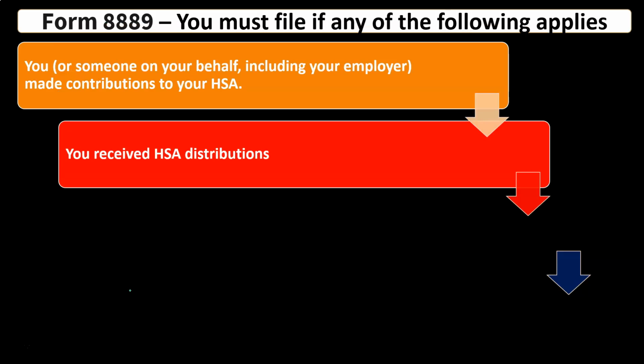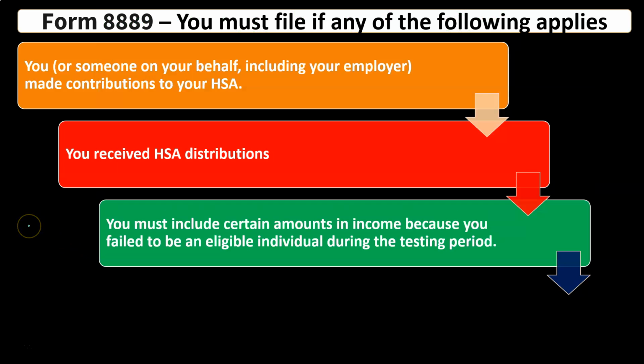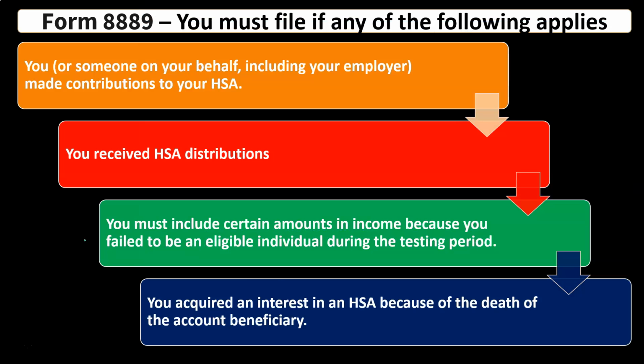You receive HSA distributions. So if you take money out of the HSA, hopefully for medical expenses that would qualify for the reason the HSA was opened, you must include certain amounts in income because you failed to be an eligible individual during the testing period. So then if that were the case, you'd have to report that.